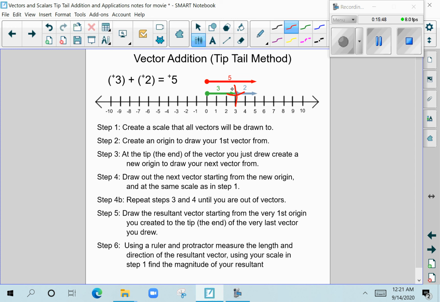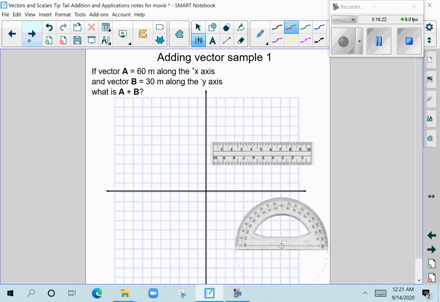Then you're finally going to draw your resultant vector. This is the answer. It starts from the very beginning of the problem, which is the start of your first vector. It is drawn to the tip of your very last vector, which is the end of your entire problem. Then using your ruler and protractor, you can measure out the length of the vector and the angle. By using your scale, you can convert your length back into whatever it's going to represent in terms of its magnitude, and you can use the protractor to give you the angle and direction that the vector is going to point in. So, for example, we're going to go through a couple of quick problems with this.